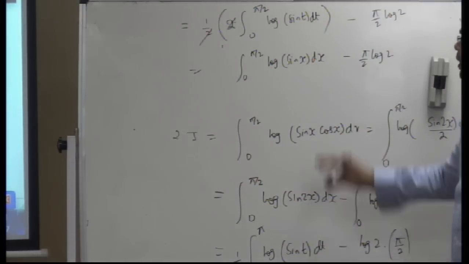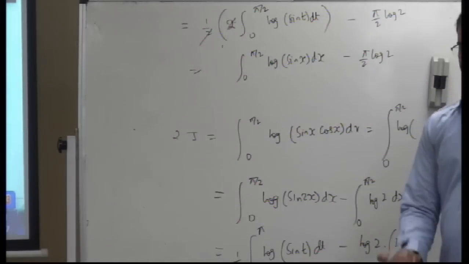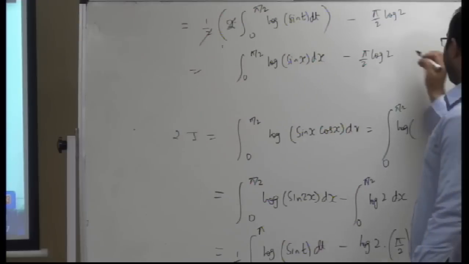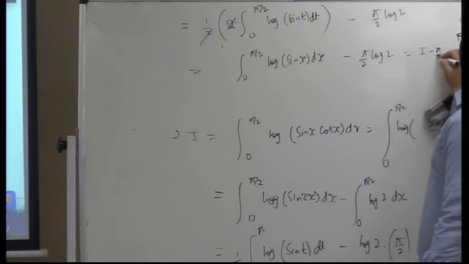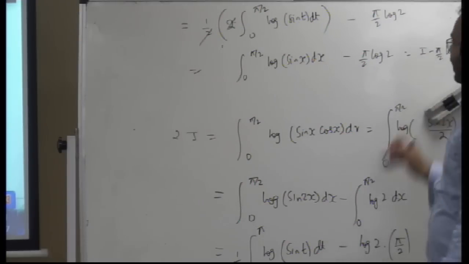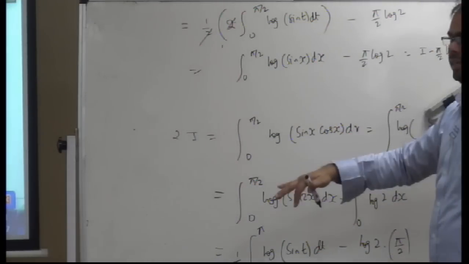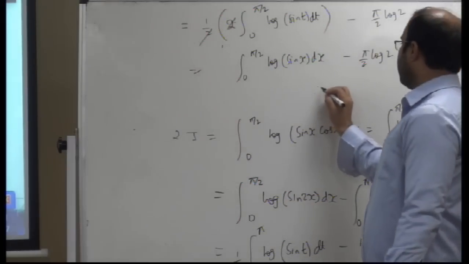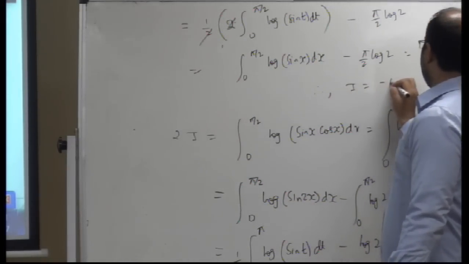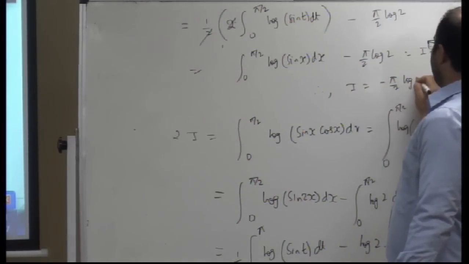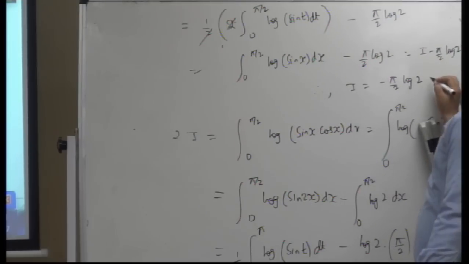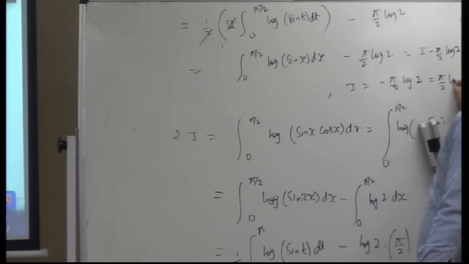And what is this? This is I. So I minus pi by 2 log 2. And this whole thing is actually 2I. So when you take this I to the left hand side, the value will be I. Therefore I equals minus pi by 2 log 2, which is actually pi by 2 log half.